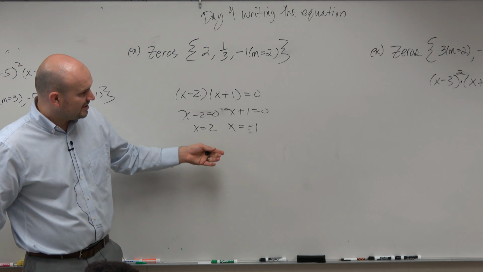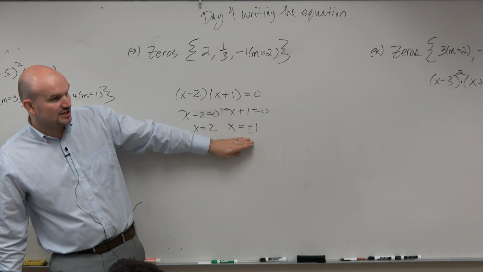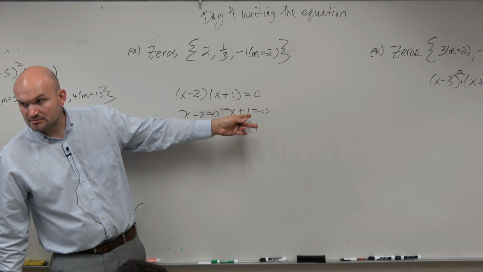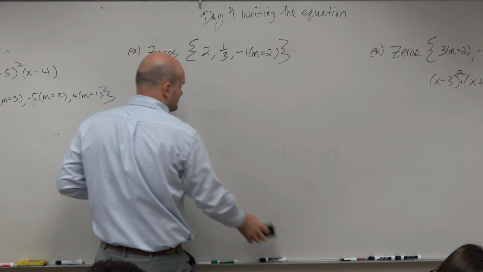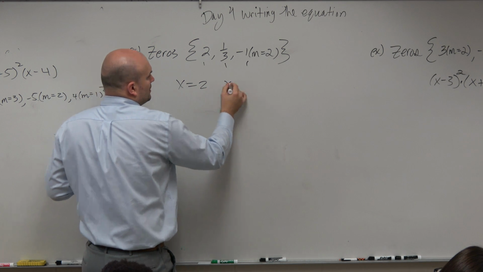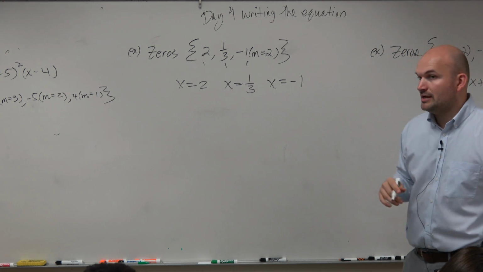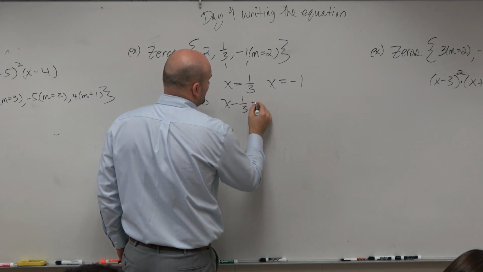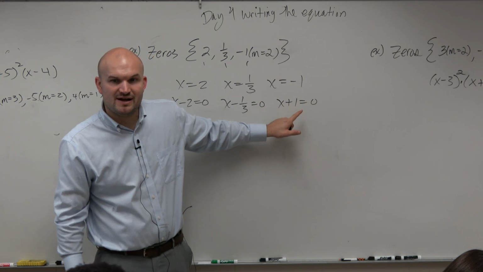So basically, guys, if we want to work our way backwards, an easy way to think about this is taking your zeros, setting them equal to 0, and whatever they are equal to 0, that's their factor. That's helpful in this problem, because I have 3 zeros. I could say x equals 2, x equals 1/3, and x equals -1. Now if I solve them for 0, x minus 2 equals 0, x minus 1/3 equals 0, and x plus 1 equals 0. Now I've just found all 3 of my factors.